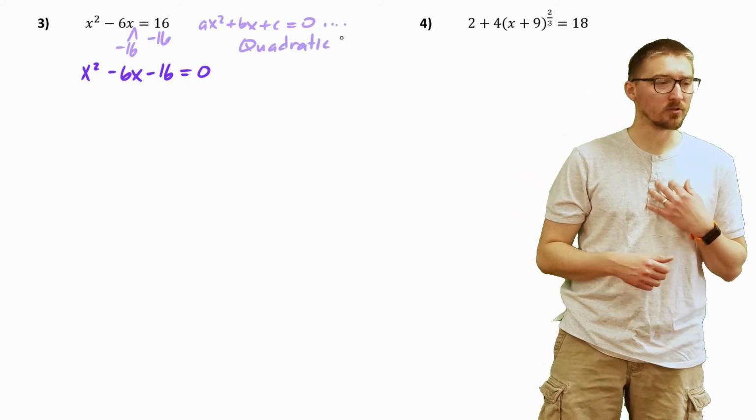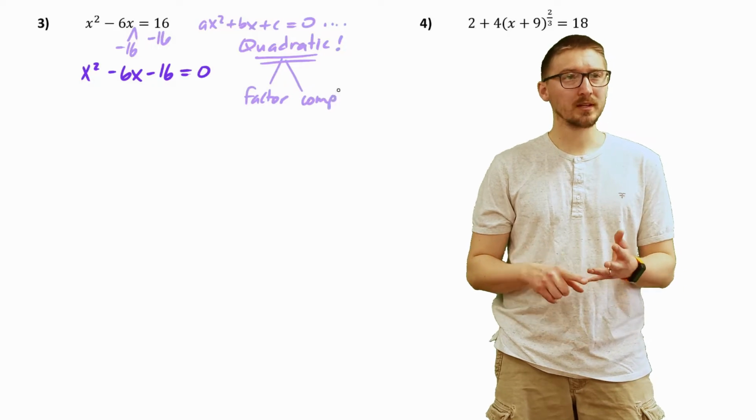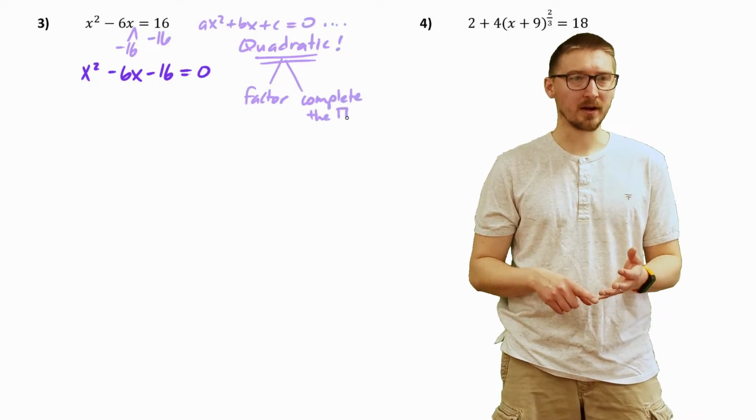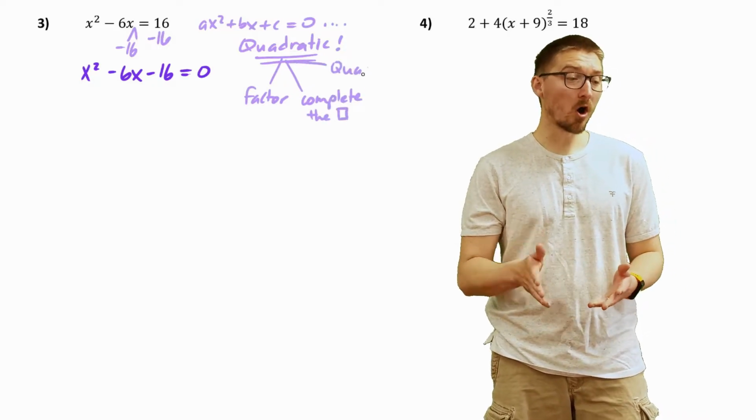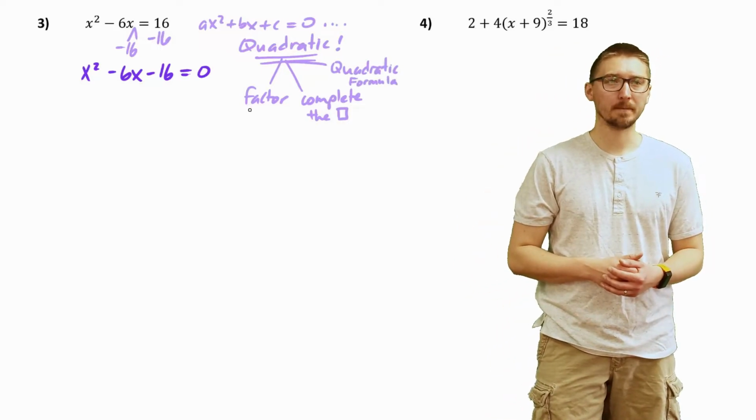I typically like to factor these things. I'm just better at factoring. It's pretty quick, although completing the square will work if you remember how to do that. And the quadratic formula always works. It just takes a lot more space. There's a lot more work to it.